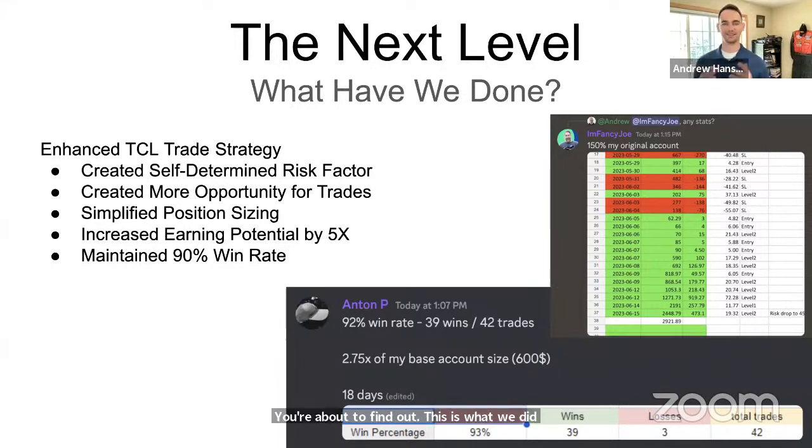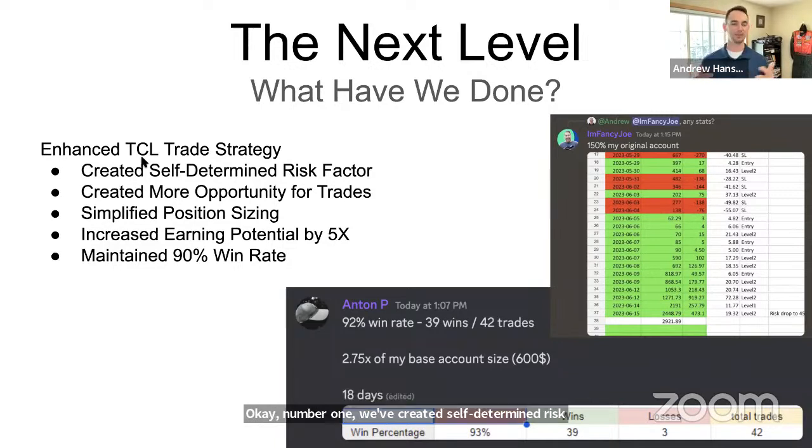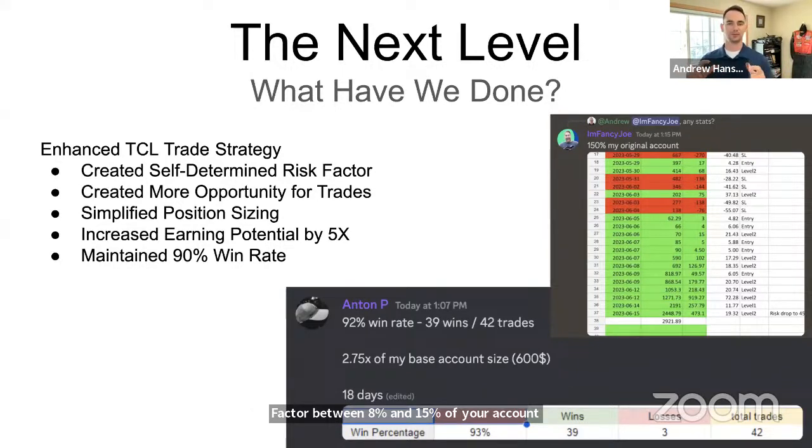We enhanced the TCL trade strategy with these five bullet points. Number 1, we've created a self-determined risk factor. For those of you who are copy trading and taking signal trades with us, the TCL used to have a locked risk factor between 8% and 15% of your account size. We've now revamped the math, the calculations, the tools and the indicators so that you can self-determine what amount you want to risk on the TCL strategy, whether that's 5% or 50% of your trade account. Why would you want to risk 50%? We'll get to that. You might not want to, but the point is you can risk what you want to risk.